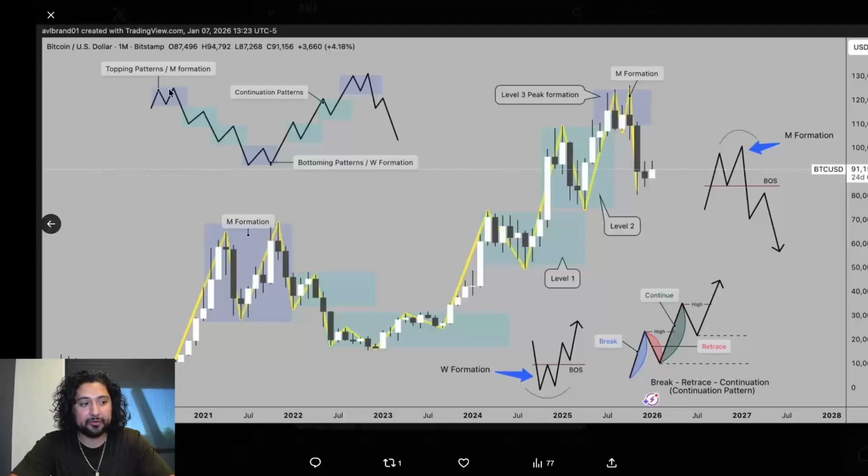Pretty much we have an M formation, and it goes both ways. We have an M formation, level 1, level 2. On level 3, we get a W. Then level 1, level 2, level 3, we get an M, and we just repeat it. So that's pretty much what I'm saying for Solana.